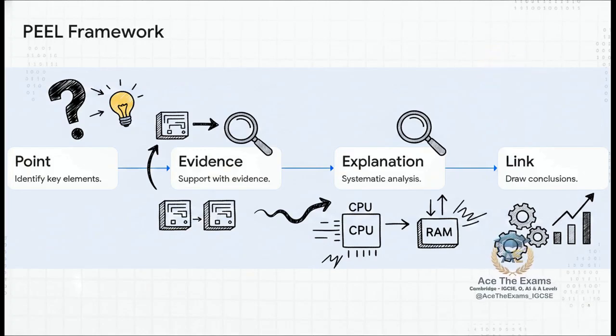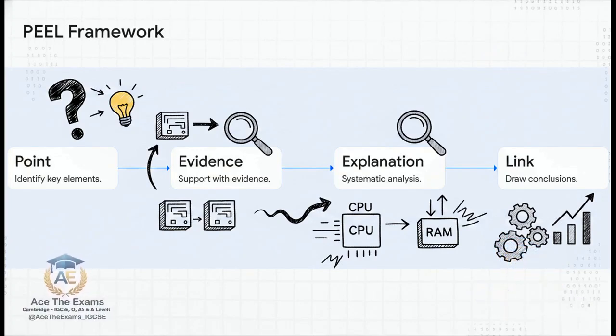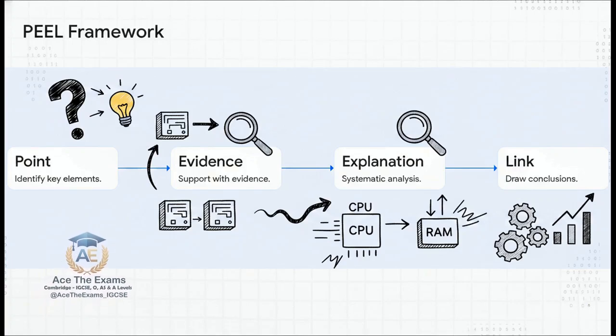This framework brilliantly illustrates how top students structure their answers. Let's apply this to a 64-bit architecture scenario so you can see it in action. First, your point. Increasing the data bus width from 32 to 64 bits improves system performance. Simple enough. Then, your evidence. A 64-bit bus transfers 8 bytes of data per clock cycle, whereas a 32-bit bus only transfers 4 bytes.